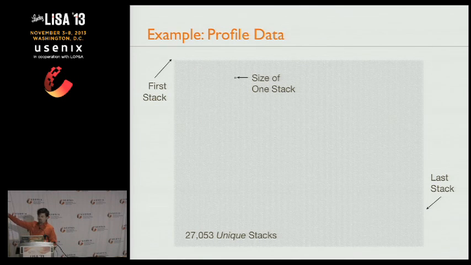The first stack is in the top left corner. The size of one stack is tiny, and the last stack is down there on the right. There are 27,000 unique stacks. And remember, this is after the profiler has tried to condense the output to make it meaningful to read. So this is not just dumping every sample that has happened on CPU. It's already tried to condense it down.